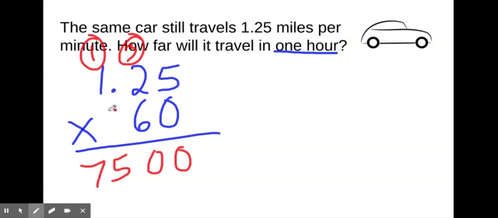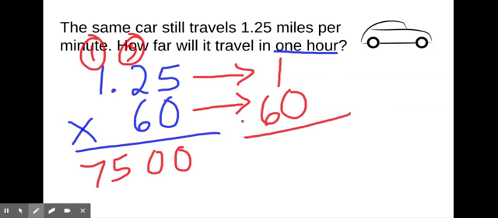So let's use our estimating just like we did before. This 1 and 2500ths would still round to 1. It's close to 1. And this 60 is already an easy number to work with, so we'll just leave that. And we end up with an estimate of 1 times 60, which gives me 60. So from my estimate, I know that my answer should be about 60.